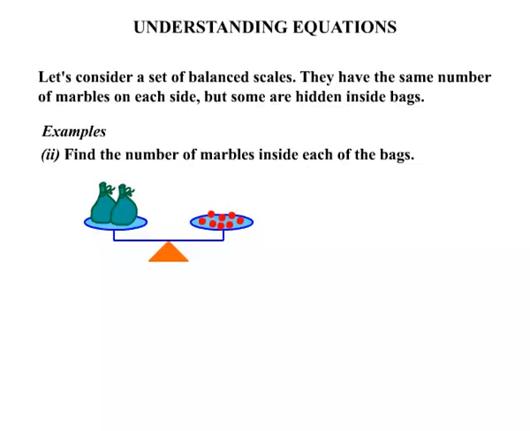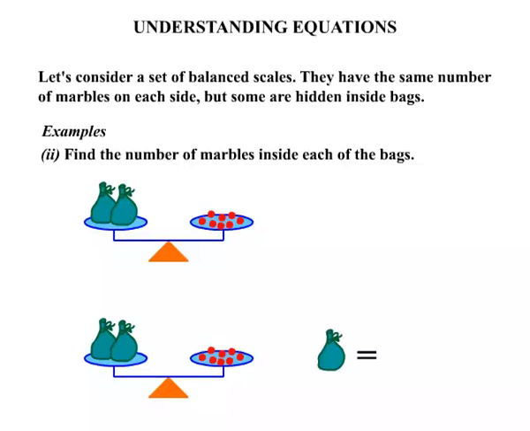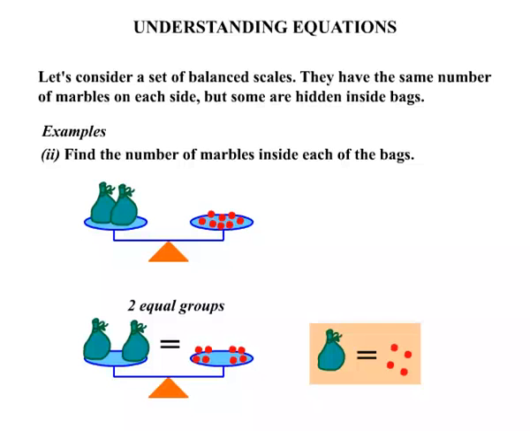Example 2, we're after finding the number of marbles inside each bag again. This time we've got 2 bags on the left, and there are 1, 2, 3, 4, 5, 6, 7, 8 marbles on the right. So draw the diagram again. Now we're trying to work out what is in each bag. Now we need to do 2 equal groups. So on the left hand side, let's just break that up. On the right hand side, 4 marbles in each of the groups. So hopefully now we can see that the 2 equal groups must equal the 2 equal groups on the right, so that in each bag there must be 4 marbles.